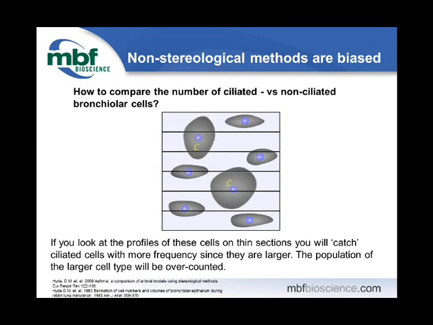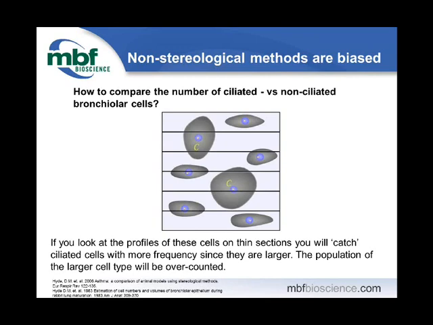And it turns out that the part of the ciliated cells that they were looking at was bigger than the non-ciliated cells. And so the profiles of the ciliated cells are more prevalent. When you cut up the tissue block, you see more cell fragments of the ciliated cells. And so you think that you have more ciliated cells, and what you really have is more ciliated cell fragments because the ciliated cells are bigger. And this is what happens when you use a two-dimensional approach.